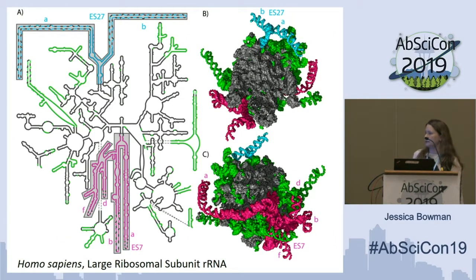If you look at Homo sapiens ribosomal RNA, you can see here, this is the secondary structure. In gray is what we call the common core. In green, these are expansion segments, so the pieces of RNA that protrude beyond that common core. And in pink here is one expansion segment in particular that I'm going to highlight. So this is what we call ES7.